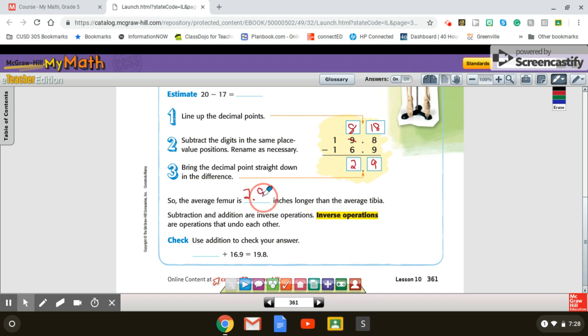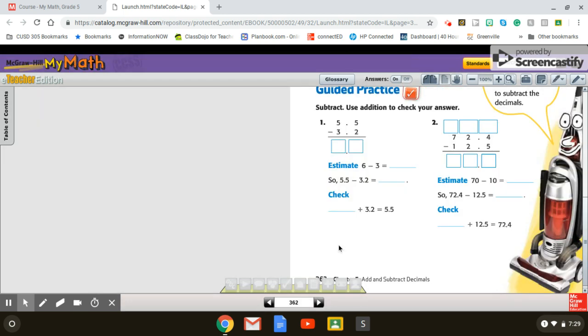Subtraction and addition are inverse operations. Inverse operations are operations that undo each other, basically the opposite. So to check your answer, you put the 2.9 in and add 2 and 9/10 plus 16 and 9/10. We're not going to do the work on the slide, but if you did, it would equal 19 and 8/10. So we would have the correct answer. All right, next page.